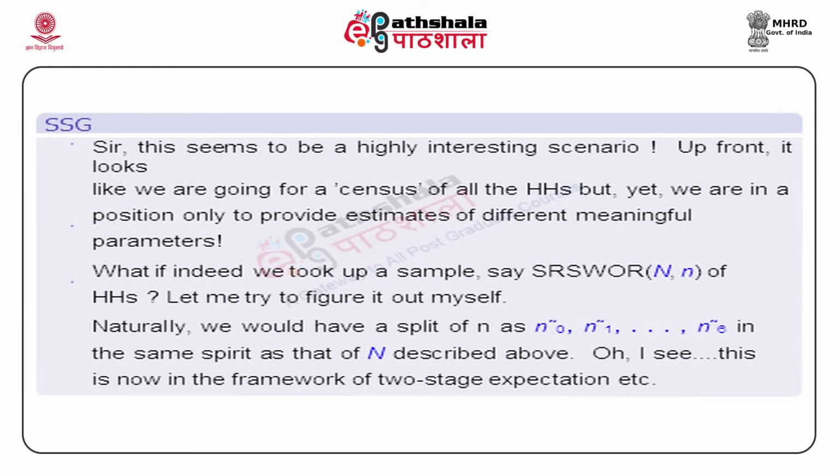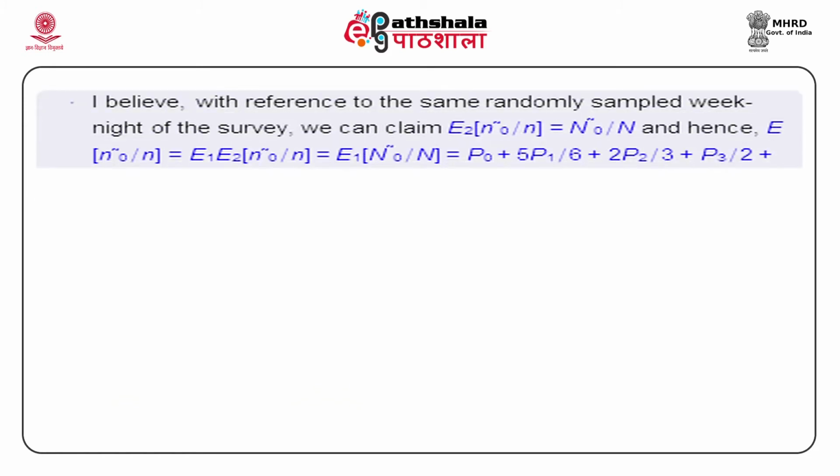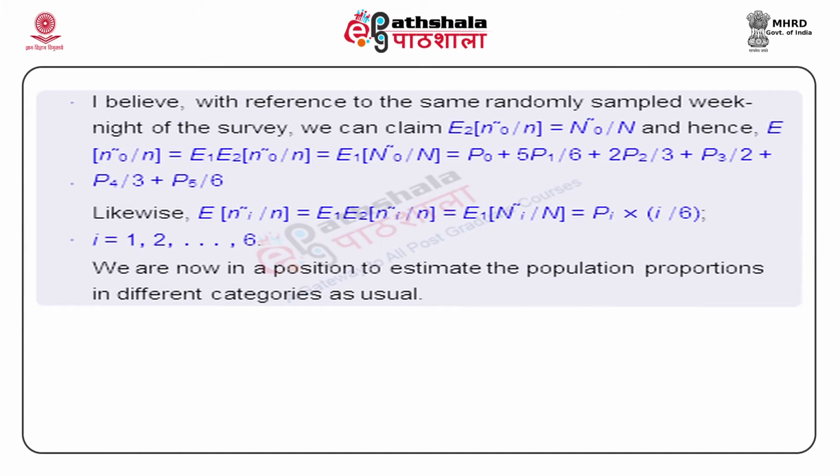Oh, I see, this is now in the framework of two-stage expectation. I believe with reference to the same randomly sampled weeknight of the survey, we can claim expectation of n0 tilde. You are conversant with the E1, E2, V1, V2 operators; this is the operator coming in two-stage sampling. E2 is the conditional expectation of n0 tilde divided by n, which is n0 tilde divided by n. And hence expectation of n0 tilde divided by n is equal to E1 of E2, which equals P0 plus 5/6 P1 and so on.